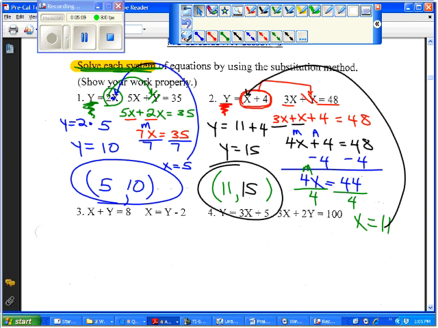Any questions on number 2? Solving a system of linear equations by the substitution method. Okay?